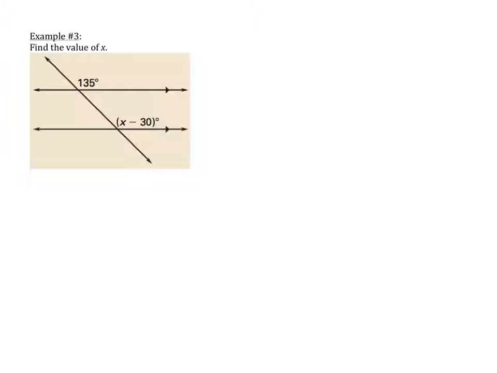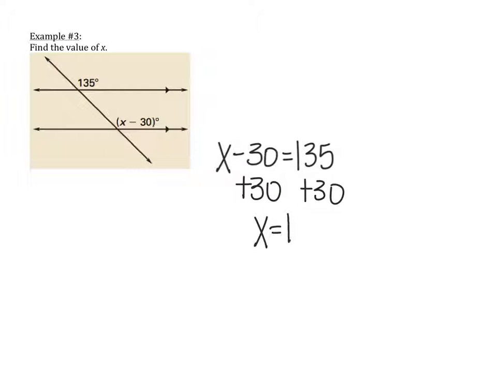We know that corresponding angles are congruent, so I'm not going to add these together and set it equal to 180 like in the last example. I'm going to set them equal to each other. So there's my equation. I would then add 30 to both sides and get x equals 165.